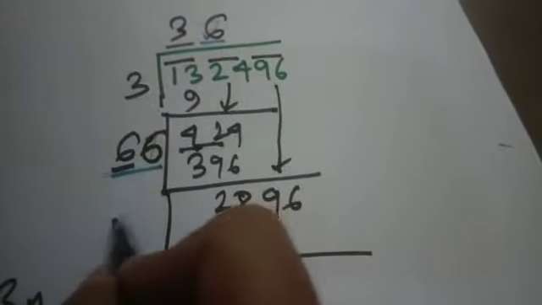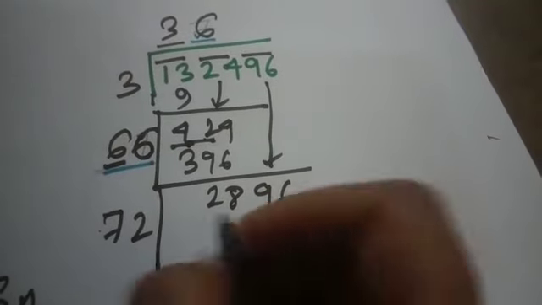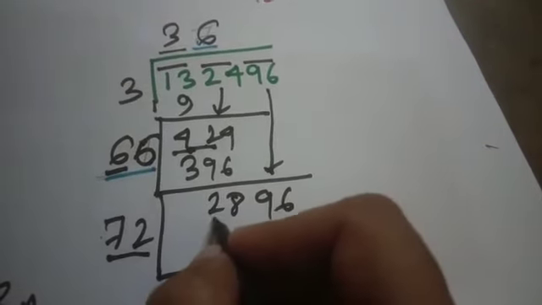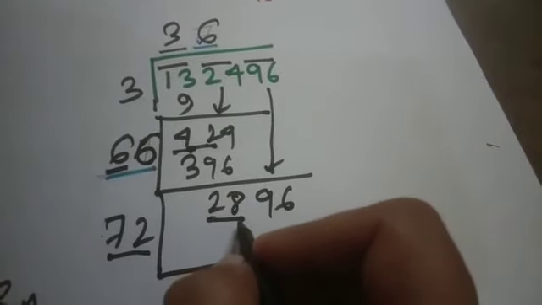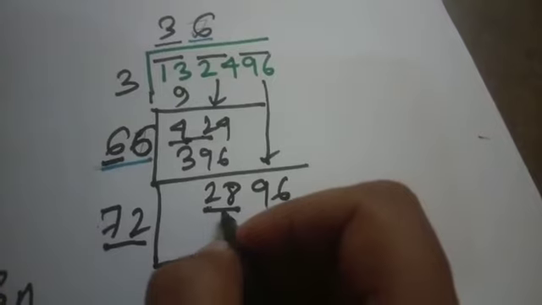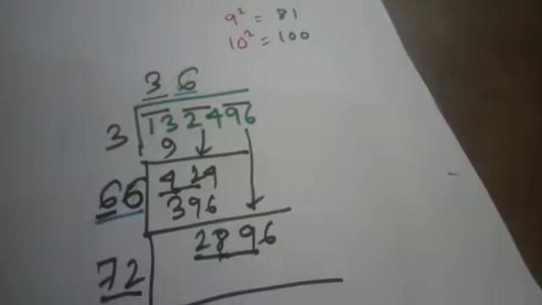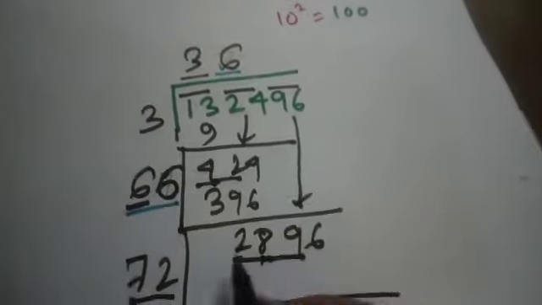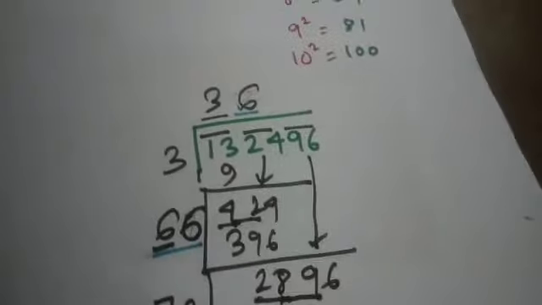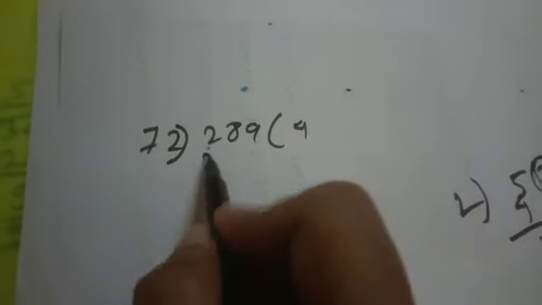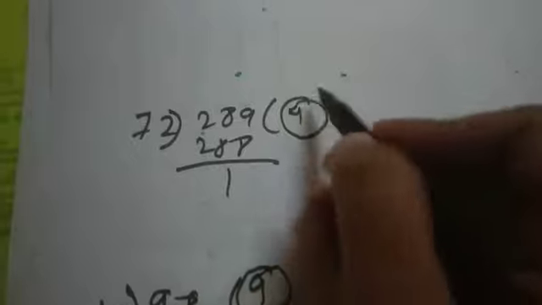Now 36 into 2 is 72, and here is 72, a 2-digit number, and the number is 28. Since 28 is less than 72, we take a 3-digit number. That is, we divide 289 by 72. Let's see the division. 289 by 72. 72 into 4 is 288. So here 4 is the quotient, and hence we write 4.